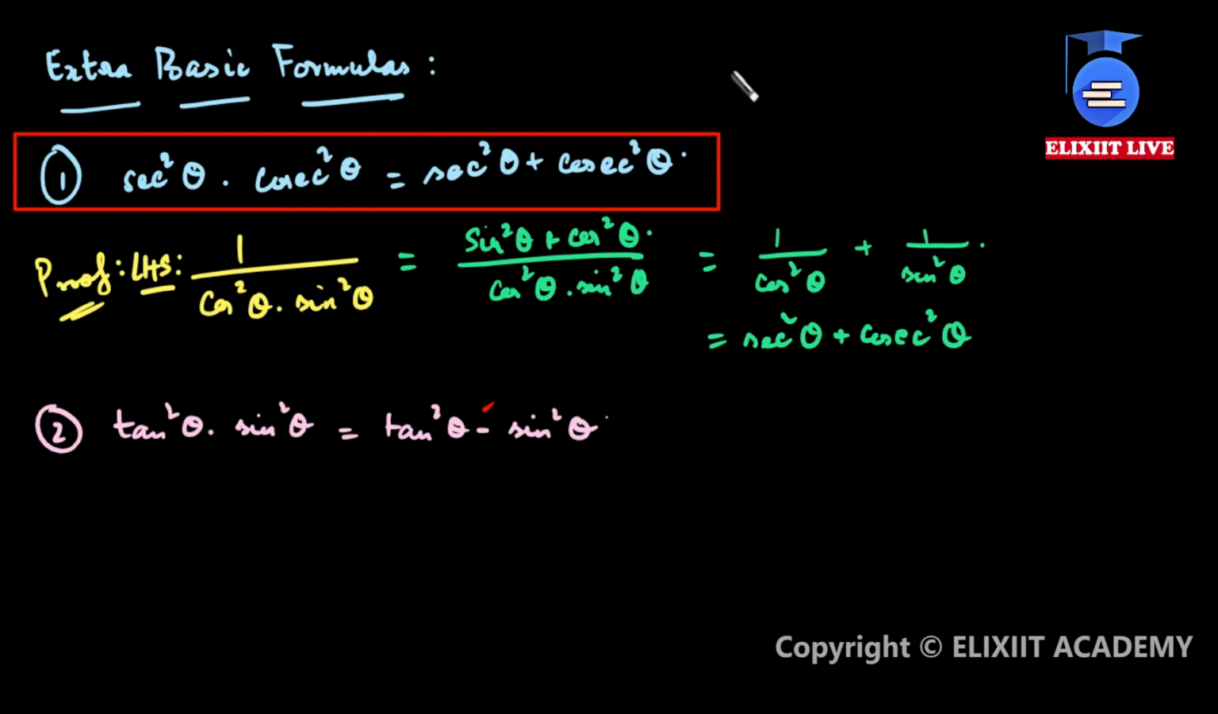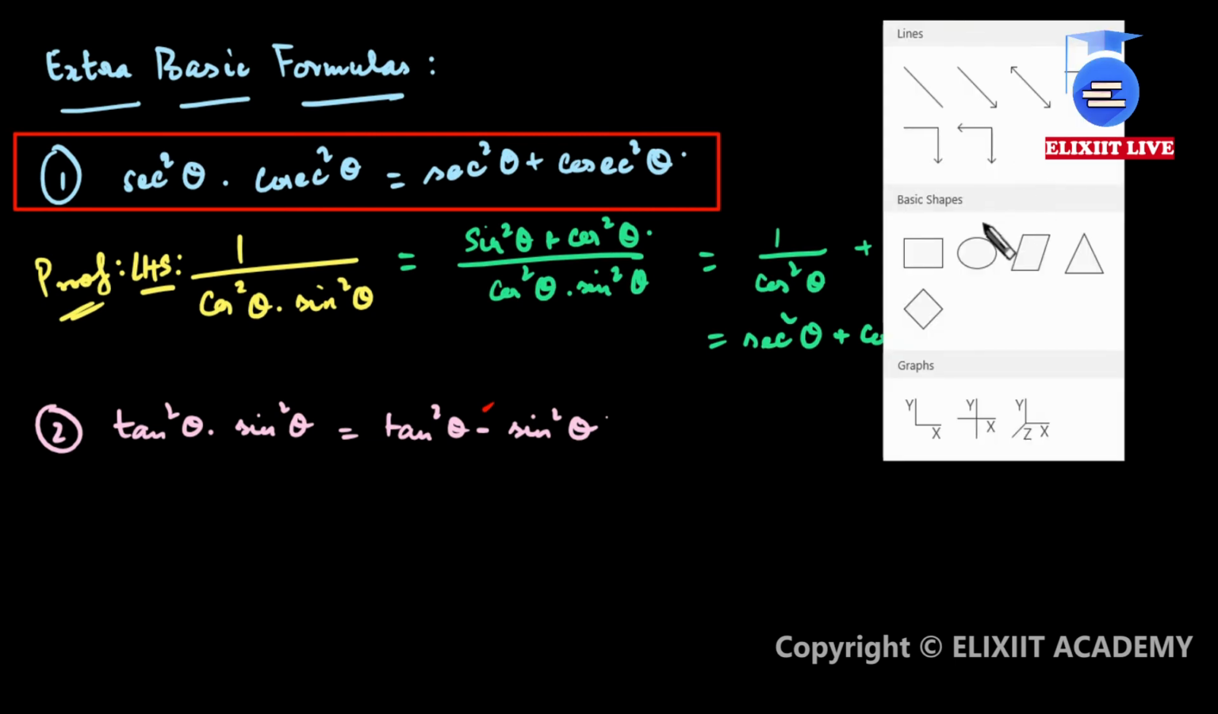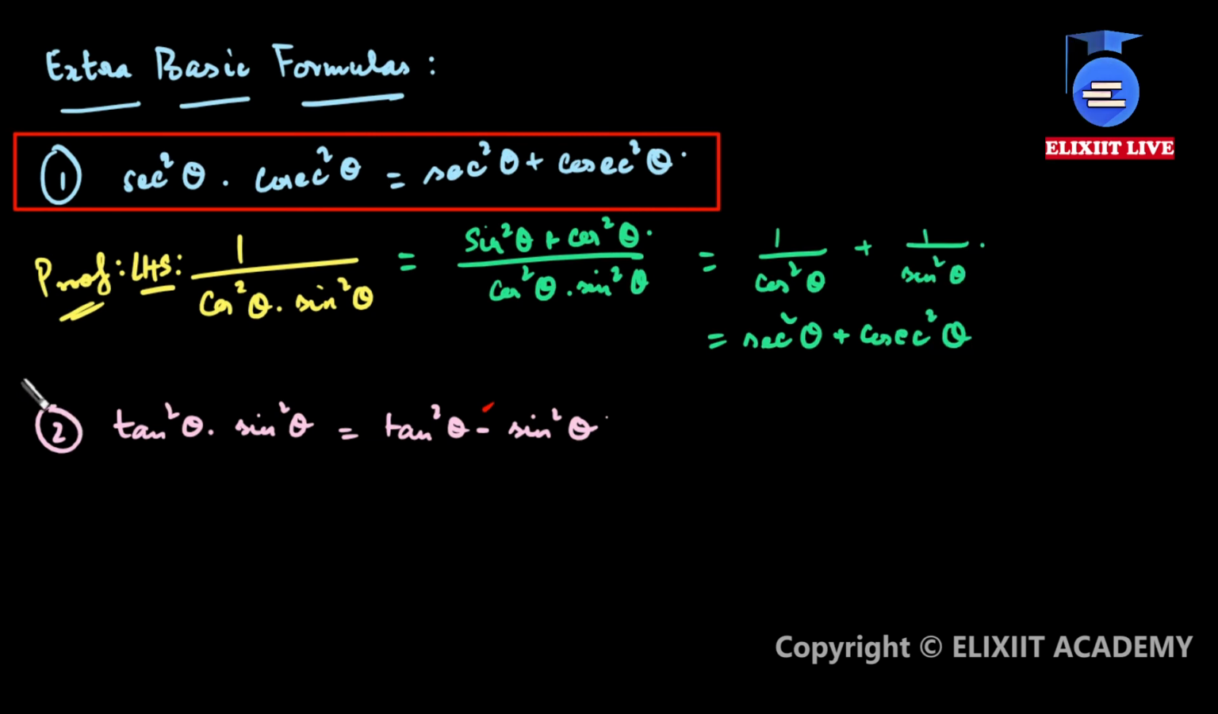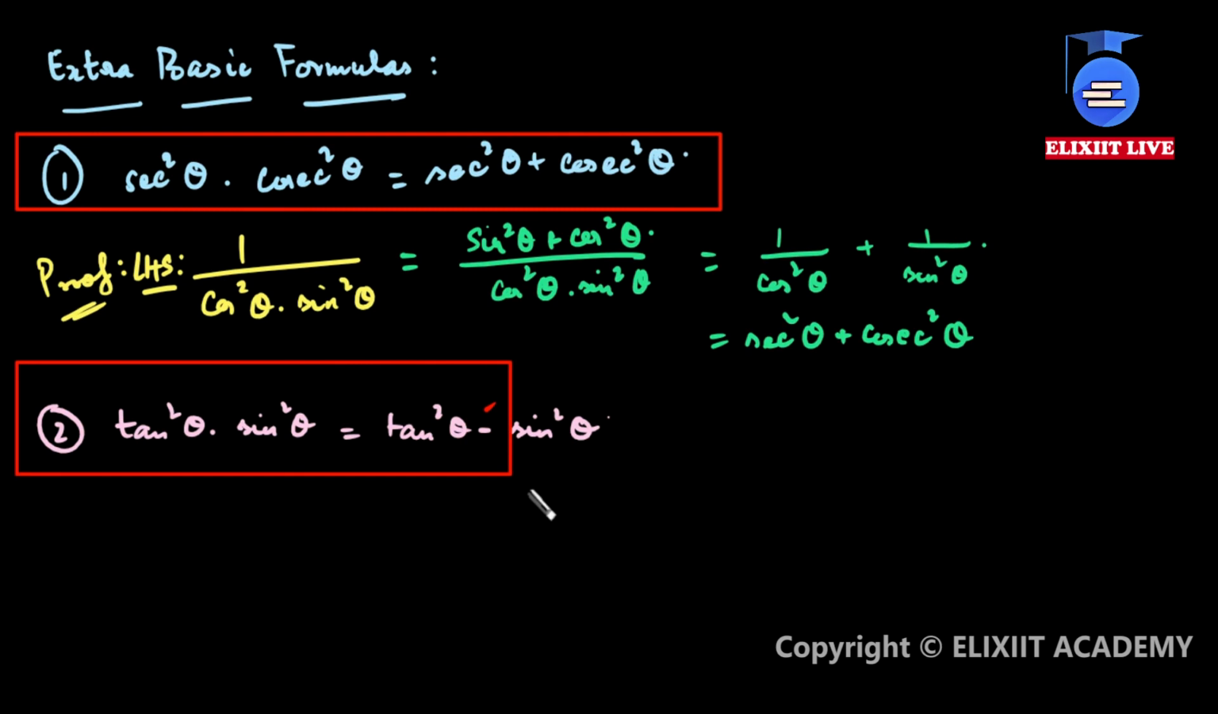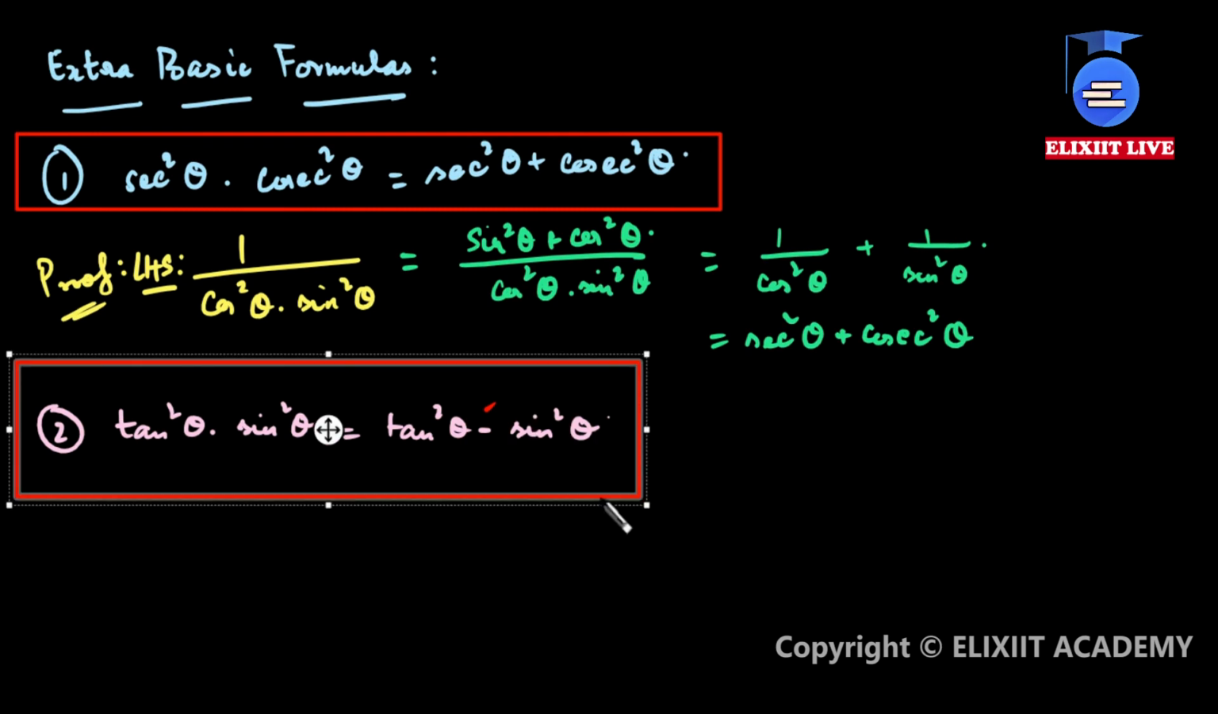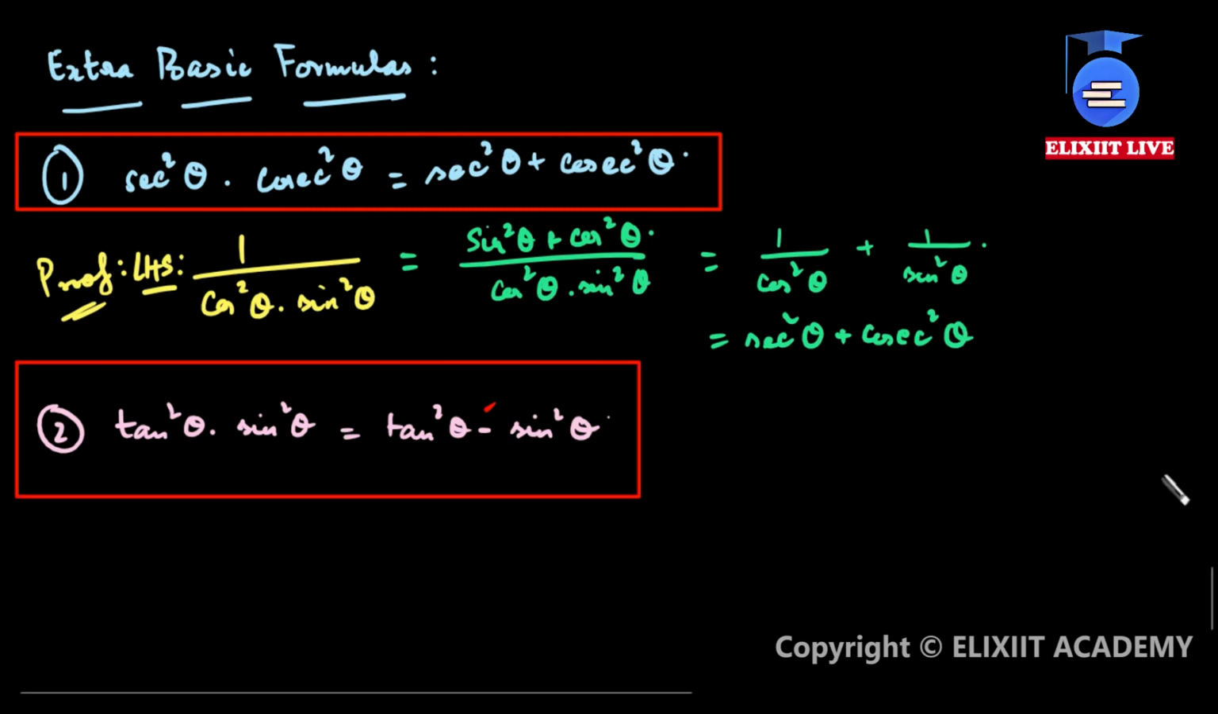One more identity. This you all will try the proof. Break the left hand side and verify. I'm leaving the proof for you all. Tan square theta into sine square theta. Check how you will break this. You have to bring tan square theta minus sine square theta on the left hand side. So accordingly you have to break it and see from there itself.